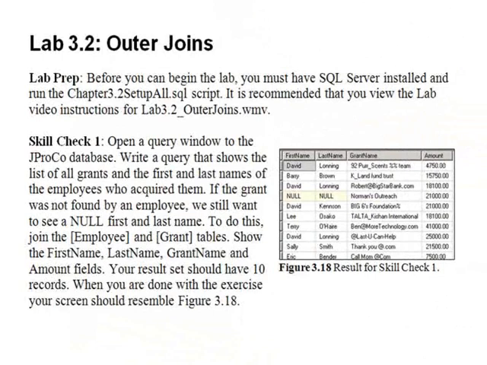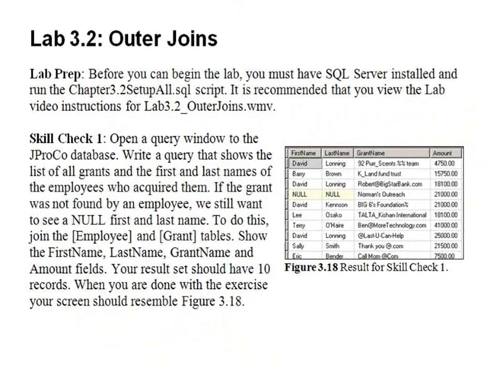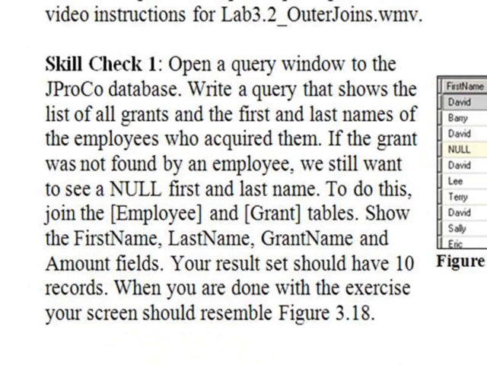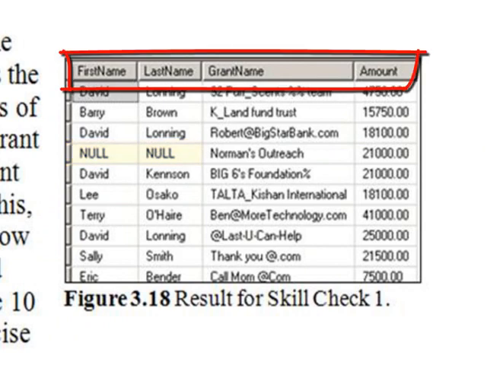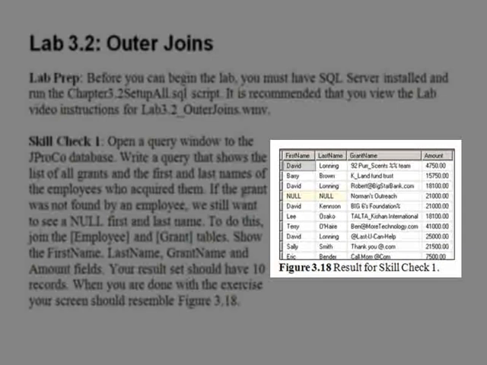It's time for Lab 3.2, Skill Check 1. Open the query window to the JProCode database. Write a query that shows a list of all the grants and the first and last names of the employees who acquired them. If the grant was not found by an employee, we still want to see a null first and last name, and the grant to show up. Show the first name, last name, grant name, and amount fields. There should be 4 fields in your result set. When you're done, your screen should resemble the figure you see here.